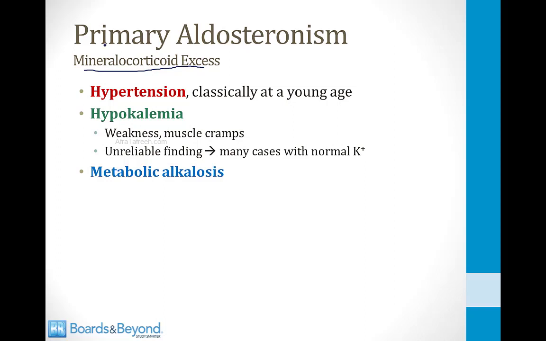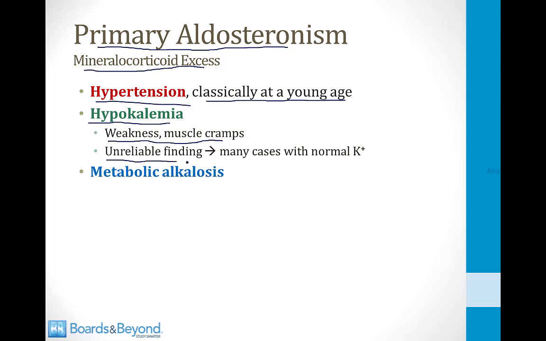These disorders are usually referred to as primary aldosteronism disorders. So if you have an elevated level of aldosterone, you will develop hypertension because one of aldosterone's effects is to lead to the resorption of sodium and water. Classically, the hypertension occurs at a young age in a person who you otherwise would not expect to have high blood pressure. There can also be hypokalemia because one of aldosterone's effects is to promote the excretion of potassium in the urine. This can present as weakness and muscle cramps.